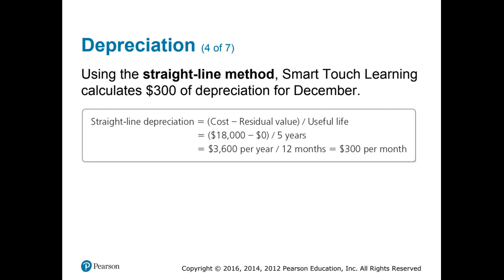Well, we want to know what it is monthly. So we're going to take this $3,600 per year and divide it by 12 months. And that tells us that our monthly depreciation on our furniture is $300 a month. So every month, we're going to depreciate our furniture by $300.